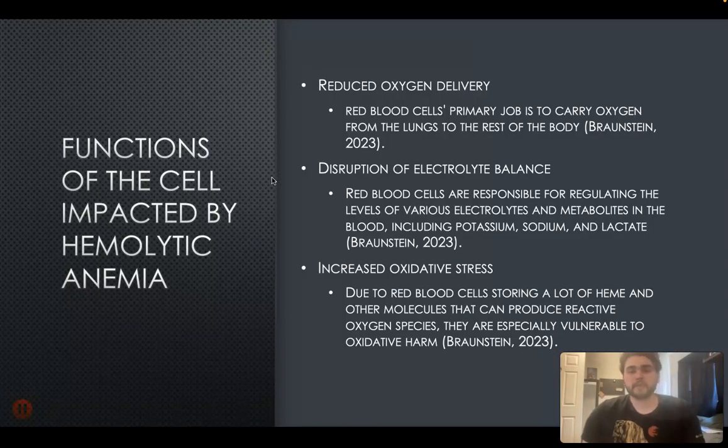Functions of the cell that are impacted by hemolytic anemia include reduced oxygen delivery. So a red blood cell's primary job is to carry oxygen from the lungs to the rest of the body, and with the breakdown of these red blood cells, that would disrupt the process. There's a disruption of the electrolyte balance. So red blood cells are responsible for regulating levels of various electrolytes and metabolites in the blood, such as potassium, sodium, and lactate. Further, there is increased oxidative stress, so due to the red blood cells storing a lot of heme and other molecules that produce reactive oxygen species, they're especially vulnerable to oxidative harm.